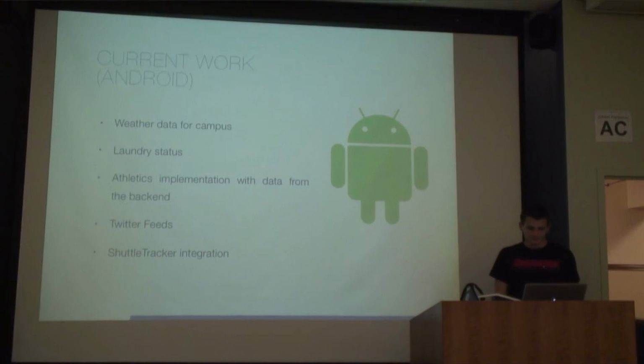So I'm doing the Android part. I finished up athletics, that's almost completely done. Laundry status was done. Coming up, I'm going to be doing tour feeds and shuttle tracking, as well as getting the building hours and information once I figure out how to integrate the maps correctly. And that's pretty much it. I mean, it's moving along pretty well.